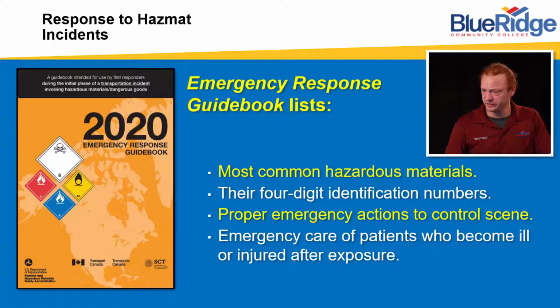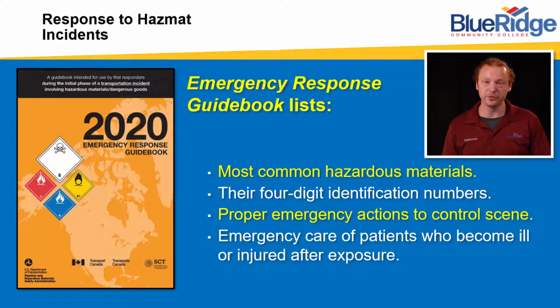Here is a picture of your Emergency Response Guidebook, or your ERG, the 2020 edition. This has the most common hazardous materials, their 4-digit identification numbers, proper emergency actions to control the scene when these materials are present, or in instances when there's an incident involving these materials, and then emergency care of patients who become ill or injured after exposure to these substances. Other information that's included in this guide is evacuation zones, exclusion zones, and other things of that nature.